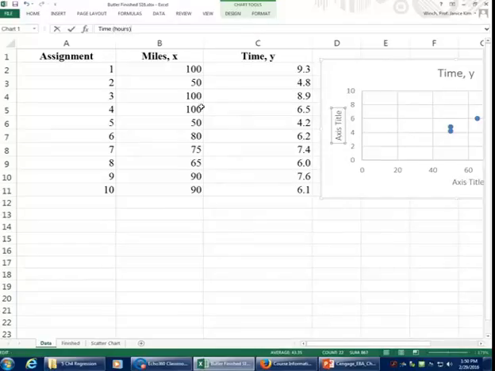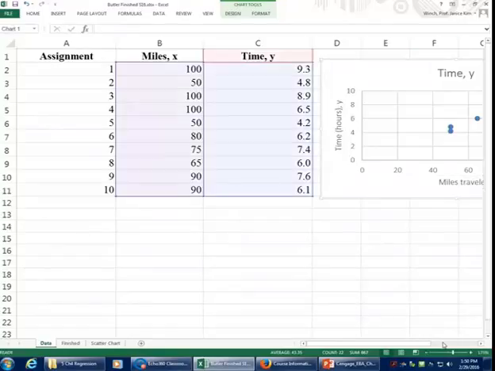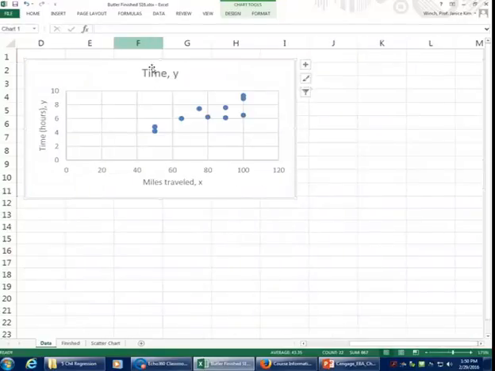Always need to indicate the units. And that's the Y variable. And here it's going to be the miles traveled, and that's for the X there. And here maybe you want to say something like time versus miles traveled.